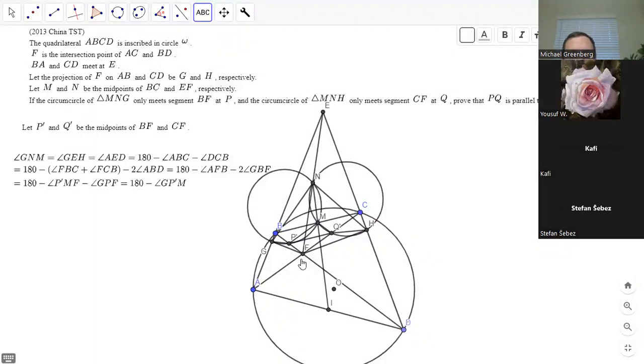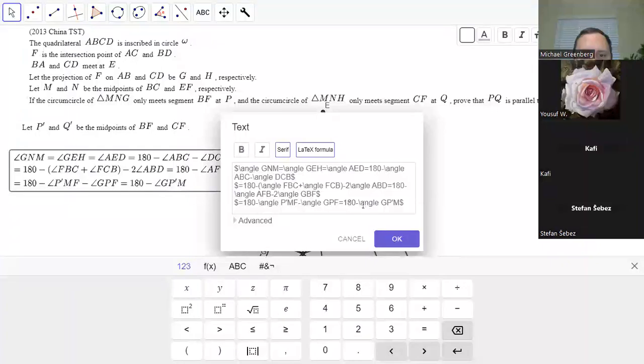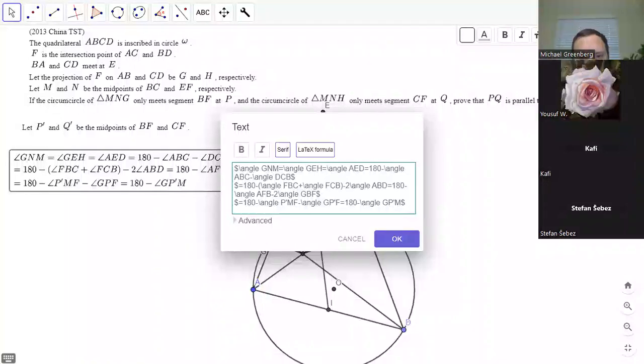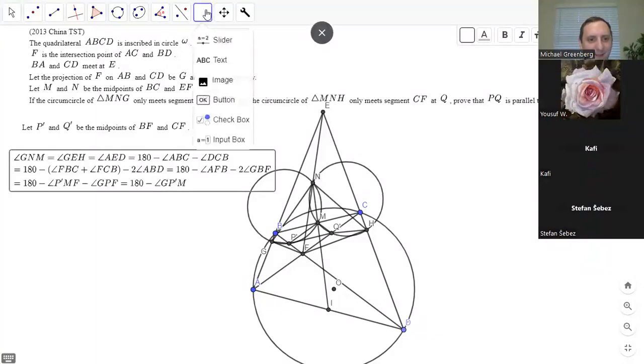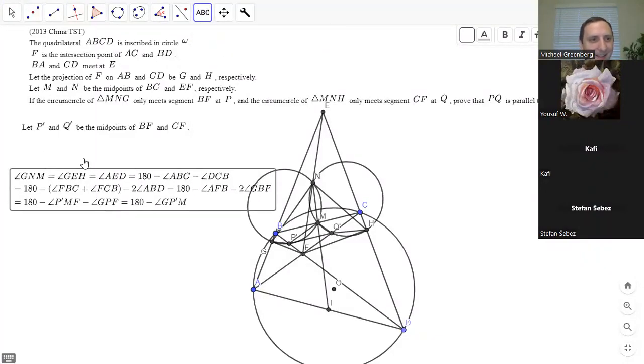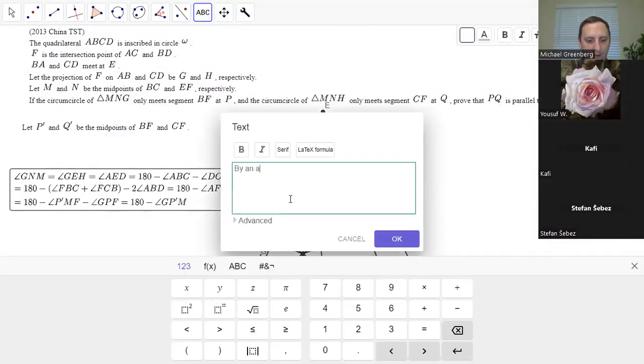I think some of this might be a little off, but we'll try to fix it. Okay. Maybe I'll just say by an angle chase similar to the below, so we could try another problem. What do you think? Yes, yes. Okay. Less work for me. So by an angle chase similar to the below, GP prime MN is cyclic.